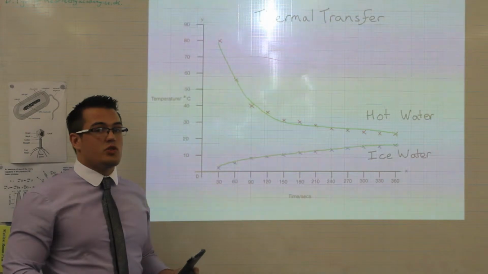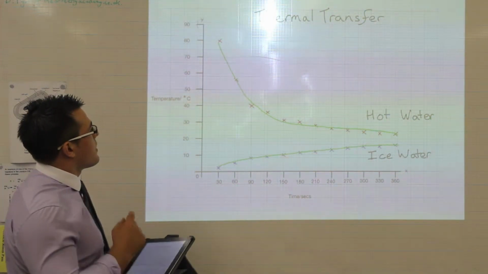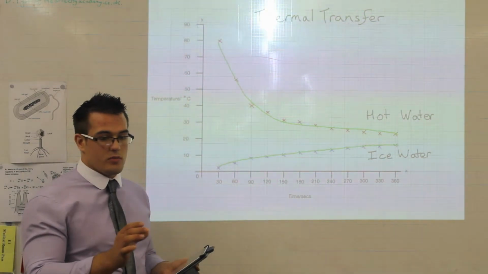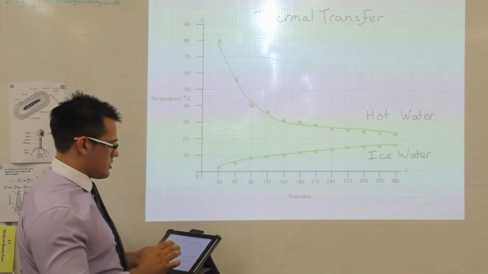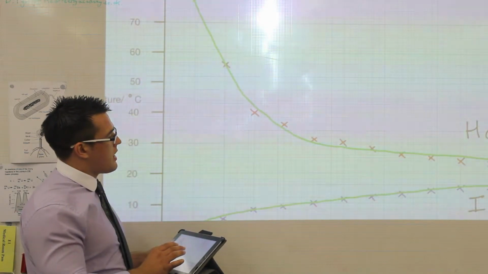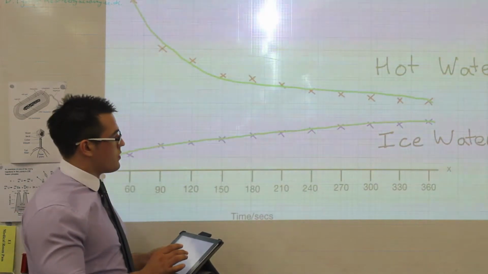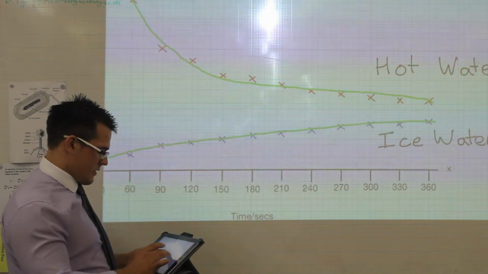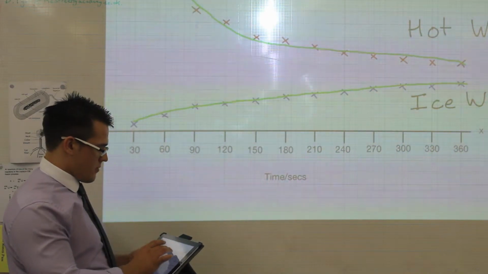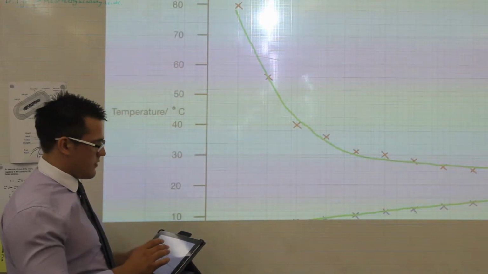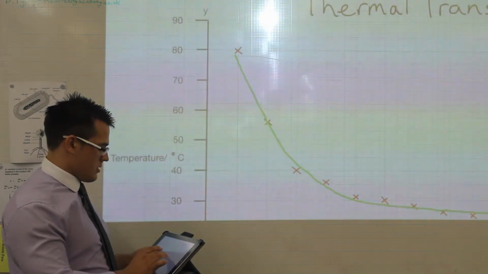Let's have a look at the graph that you should have got for this experiment. This is the graph of thermal transfer for the boiling tube with hot water in and with ice water. So the hot water is shown with the red crosses and the ice water is shown with the blue. Now, if you have a look at the axes, we have time along the bottom and we've measured the temperature for each of the boiling tubes as time has gone on.